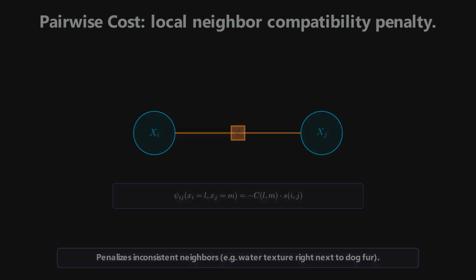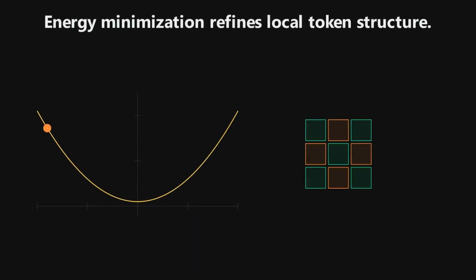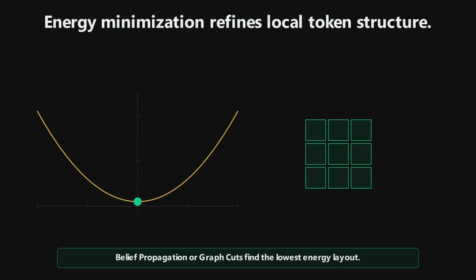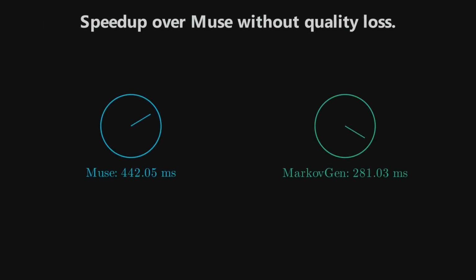The first is the unary cost. This cost penalizes a token if its selected label disagrees with what the model predicted. In simple terms, if the classifier says, this token probably should not be label 42, then choosing label 42 should be expensive. The second is the pairwise cost.